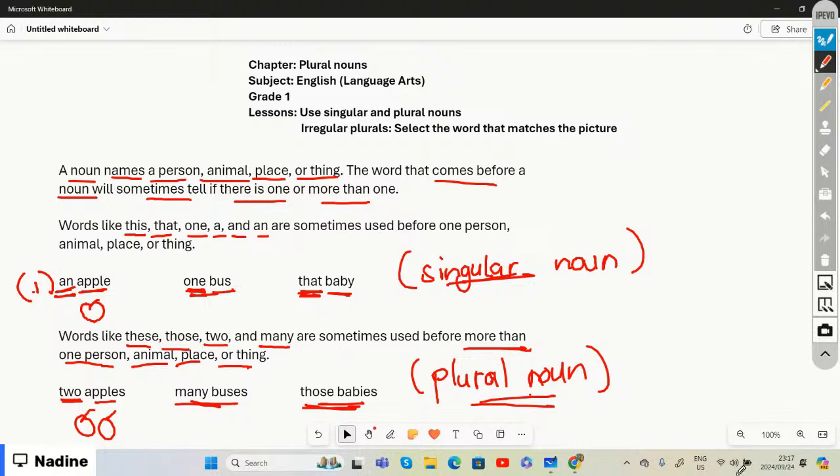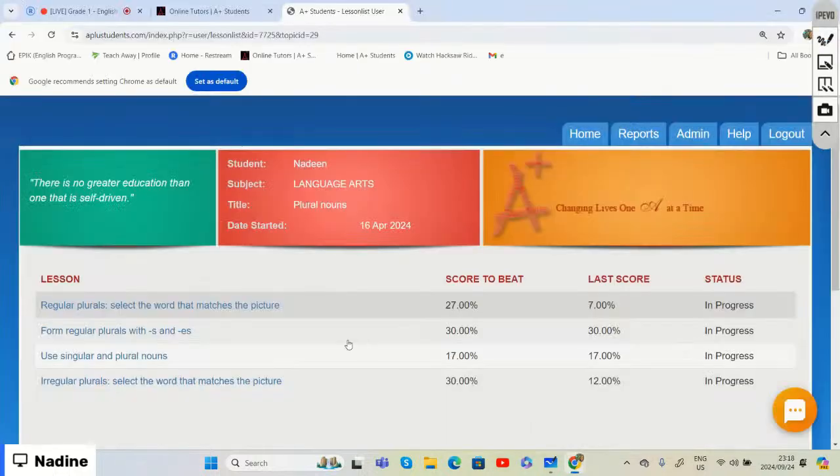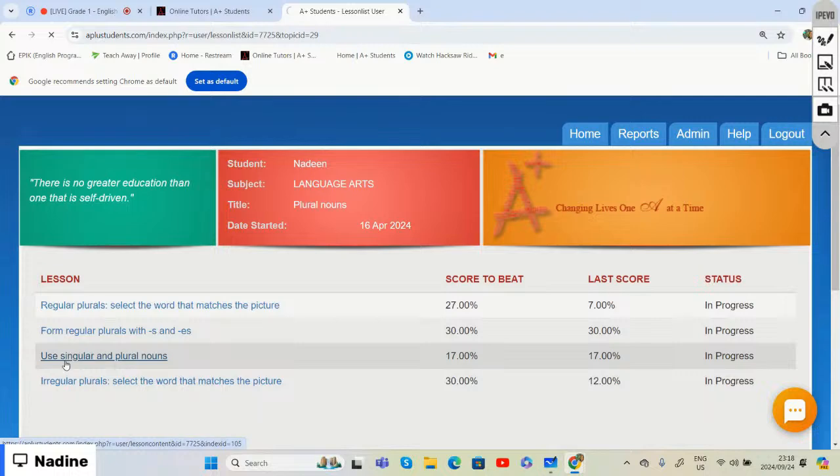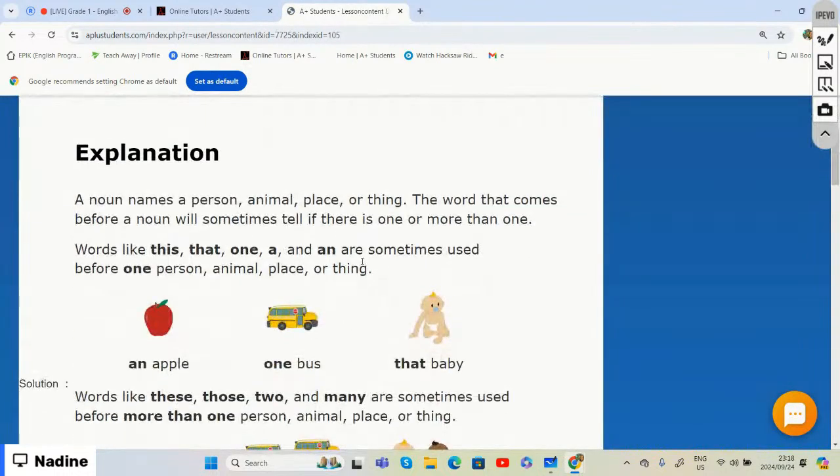So now let's go to a+students.ca, and we are going to continue with plural nouns. And we're going to use singular and plural nouns. And remember, we said singular nouns refers to one person, one animal, one place, or one thing, right? And then we said plural nouns refers to more than one person, more than one animal, more than one place, or more than one thing.